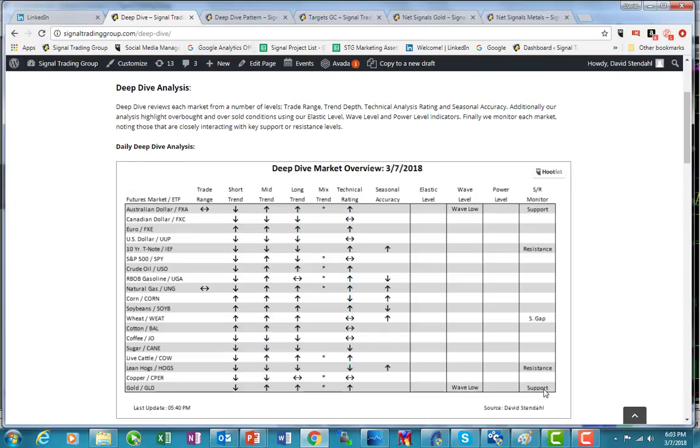So we've got the wave low, we got major support, we got nothing going on with the seasonals, the technicals are still strong, so watch gold from the long side and just beware of that level that we just referred to.